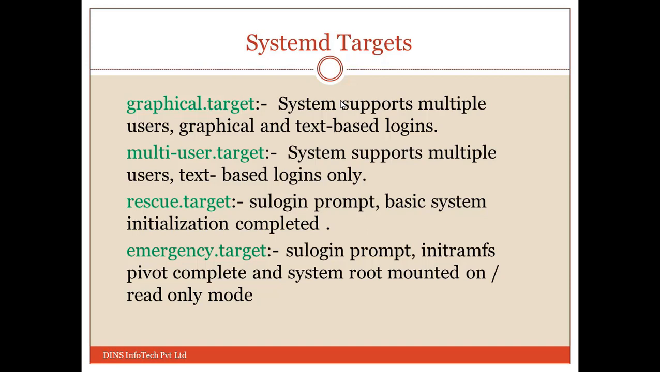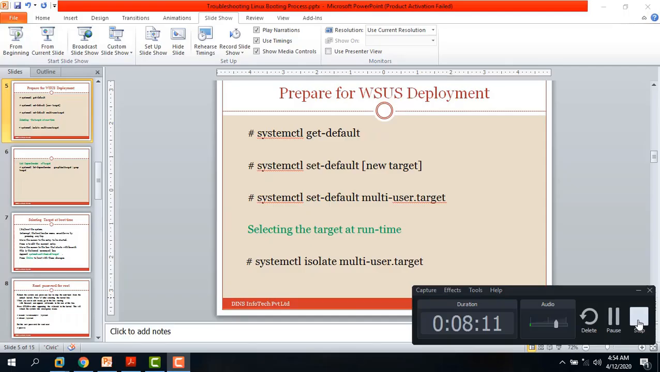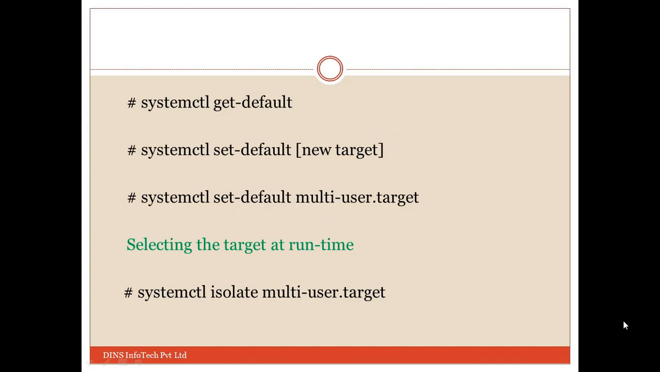So these two modes we use for troubleshooting purposes. To show the default target, we can use the command systemctl get-default. It will show what is the default target for the system. If you want to change the default target, the command is systemctl set-default and the name of the target. Here we have mentioned the name of the target as multi-user.target.